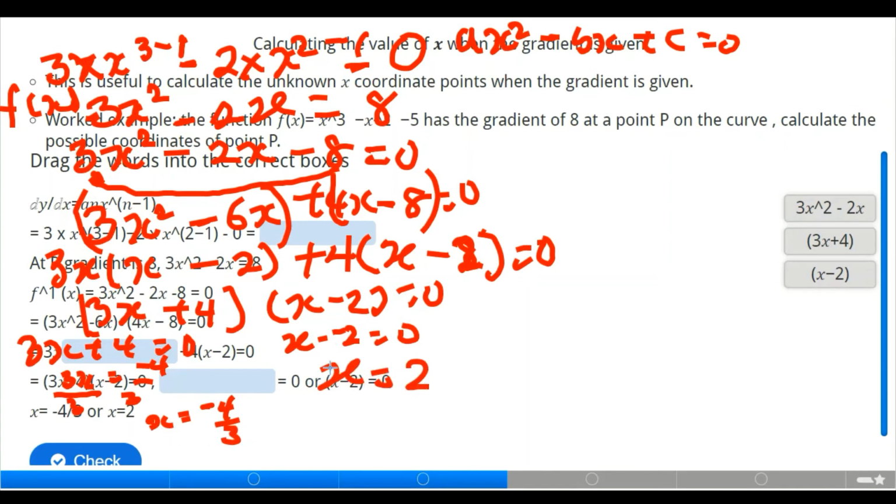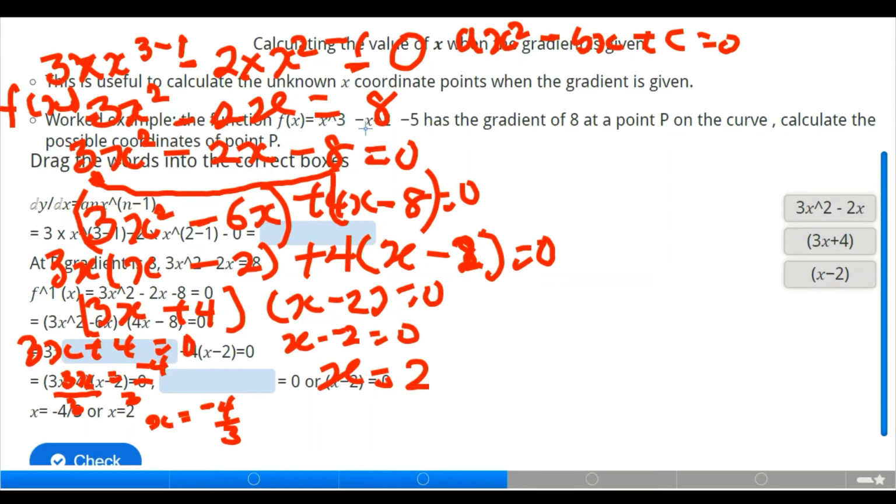Now, you see that we have gotten x values. Then we need to know what our y value is so that we'll be able to get the coordinate of point P. So for us to do that, what we just need to do is substitute x equals minus 4 over 3 and x equals 2 in the given function, which is f of x equals to what?